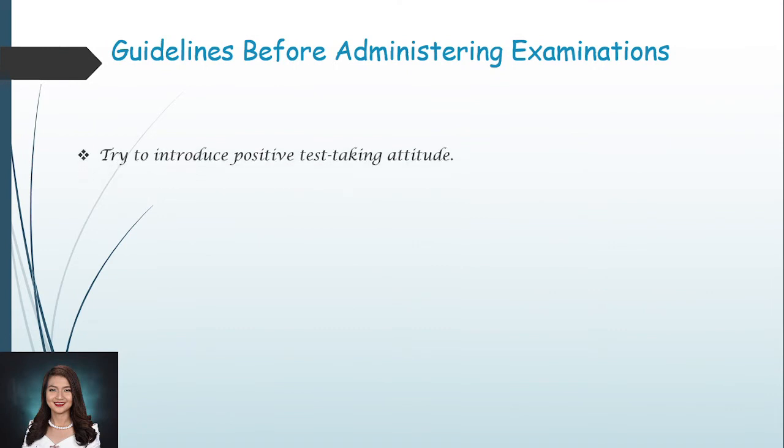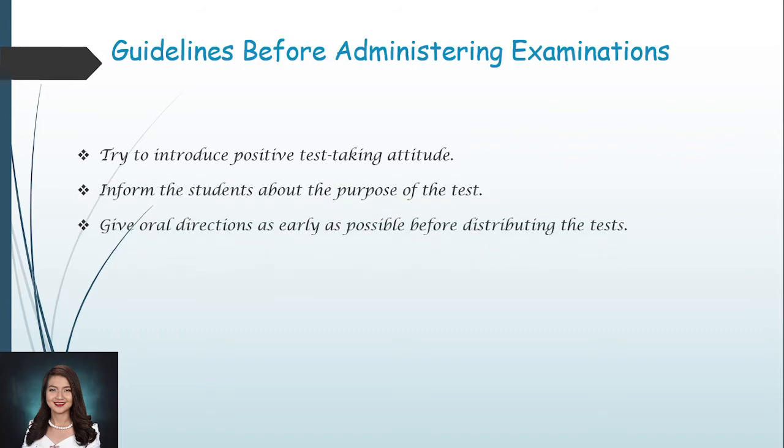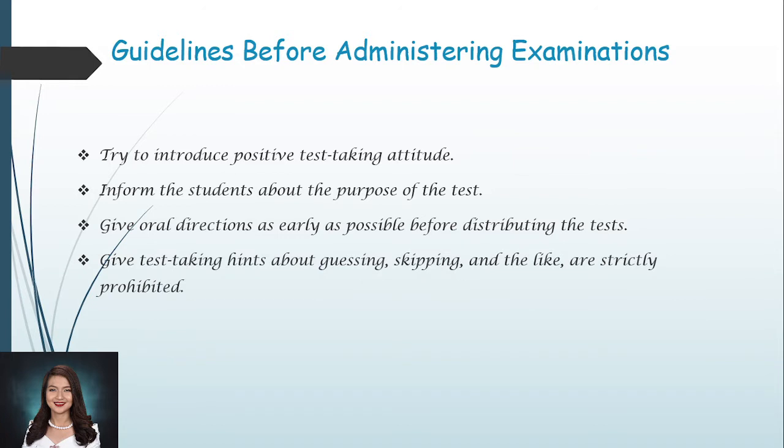First, guidelines before administering the examination. Try to introduce a positive test-taking attitude. Inform the students about the purpose of the test. Give oral directions as early as possible before distributing the test. Give test-taking hints about guessing, skipping, and the like. You need to inform the students about the length of time allowed for the test. If possible, write on the board the time by which they must be finished with answering the test. Give the students a warning before the end of the time limit.